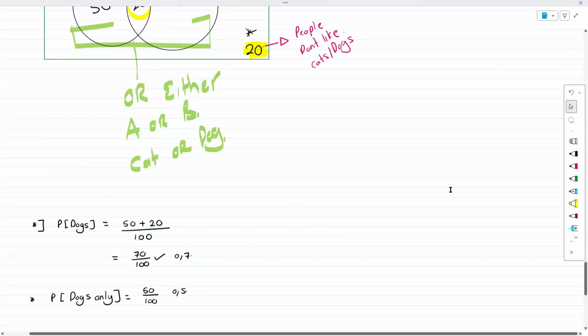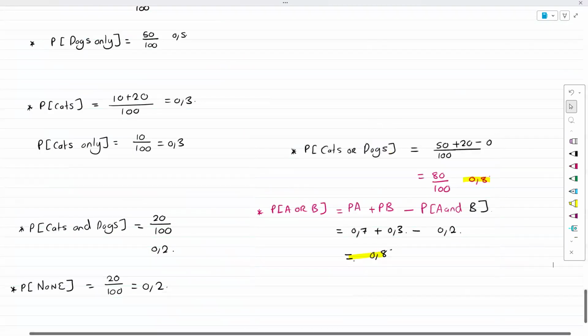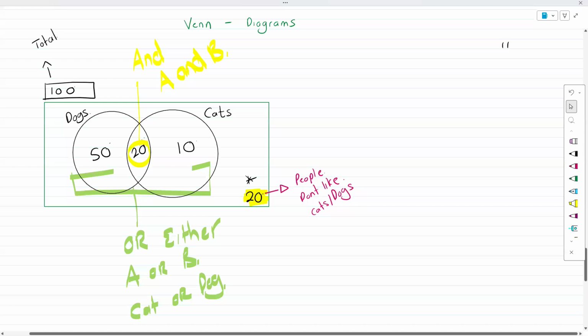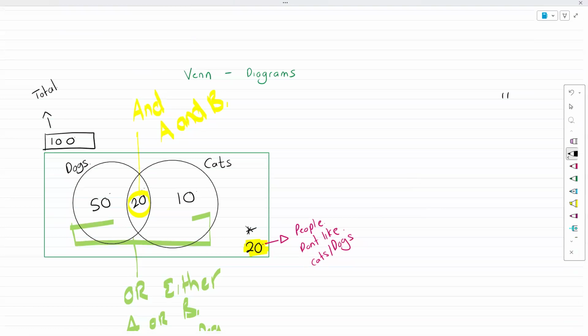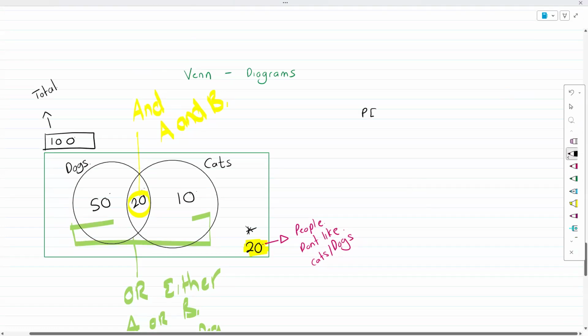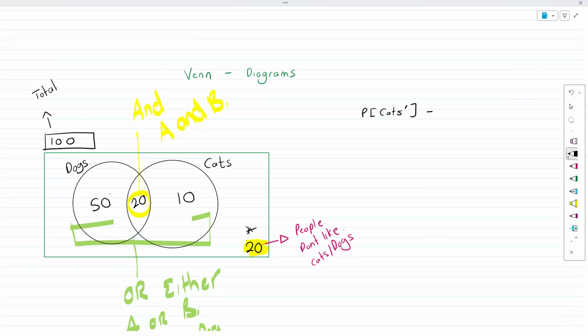And the last one is the not. Now, the not is a problem because the not is, what is the probability? Let's say the probability of people that don't like cats. Remember, I taught you there are ways to do it where we can count, or we can take the total 1 minus the probability of cats. And you and I know the probability of cats was 30 over 100, so 0.3.